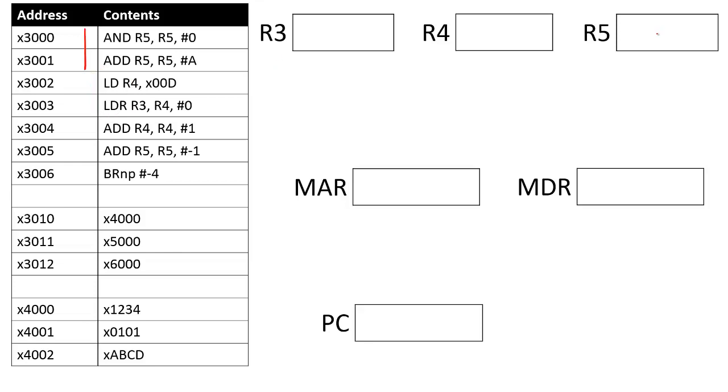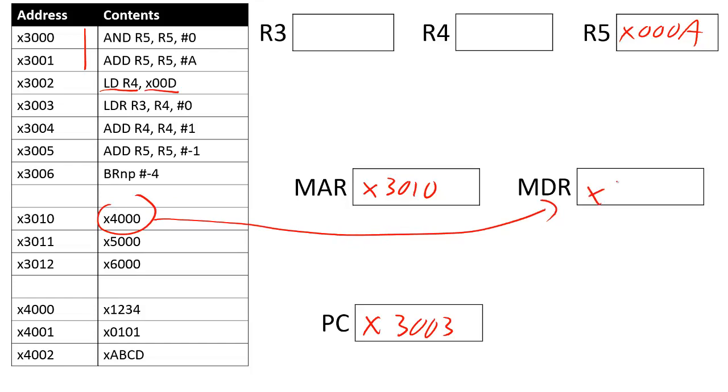All right, so R5 will get our loop counter, x00A. Then my LD R4, x00D command is going to first increment my program counter, which is at x3003 when I'm executing, add that with x00D, and store that into the memory address register. So that's going to be x3010. Then the value at that location is x4000, which goes to my MDR, and then that x4000 is going to go to my register 4. So my top of array is now down at x4000.